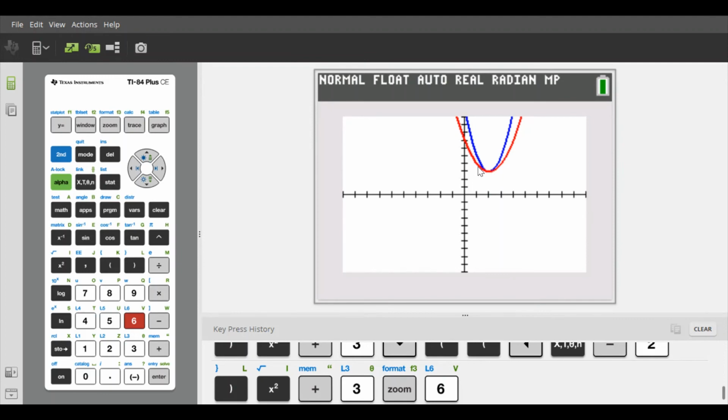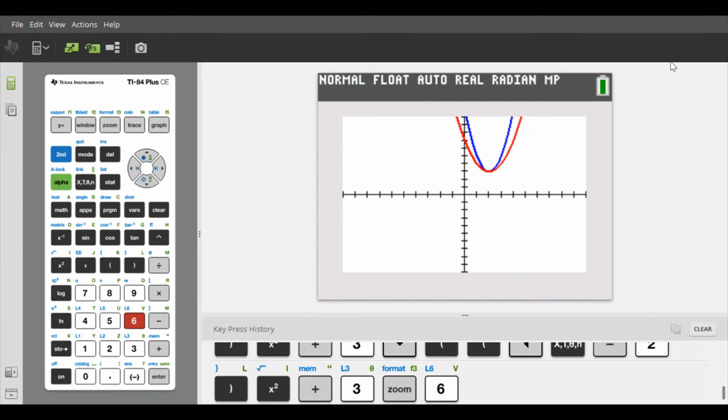Now the first one we graphed with the 2 out front, notice how it's narrower here than the one with the 1, which is represented by the red curve here. So the bigger the a, the narrower the graph gets. Good visual for you.